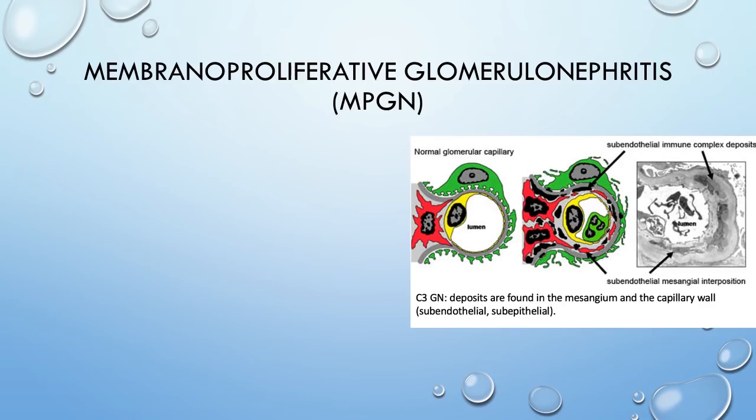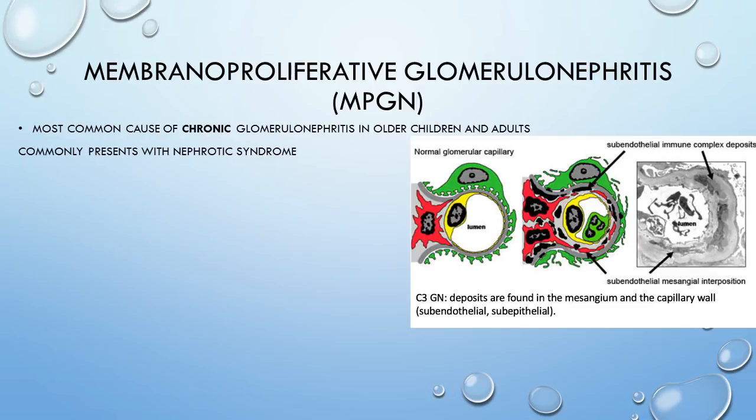We'll move on to membranoproliferative glomerulonephritis. Membranoproliferative glomerulonephritis is the most common cause of chronic glomerulonephritis in older children and adults, right? So remember, we can kind of make everything the most common if we add enough variable factors in there. Minimal change is the most common cause of nephrotic syndrome in kids. Membranoproliferative glomerulonephritis, most common cause of chronic glomerulonephritis in older kids and adults. Most commonly presents with nephrotic syndrome.